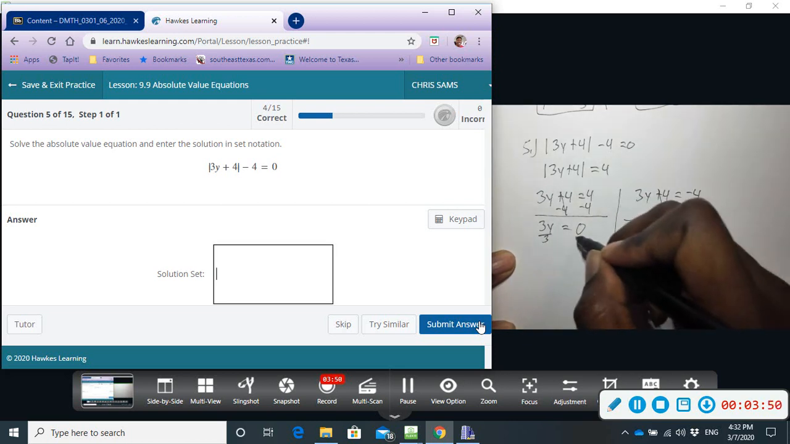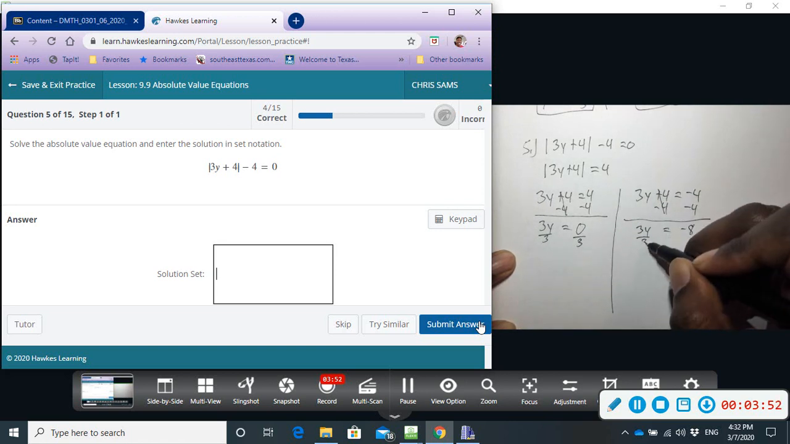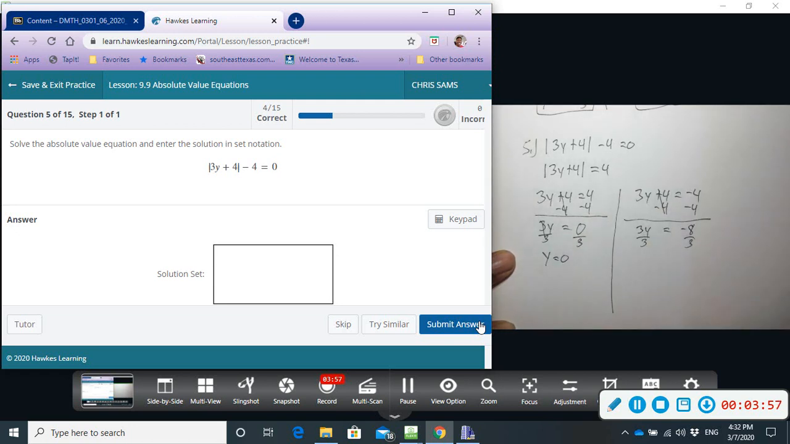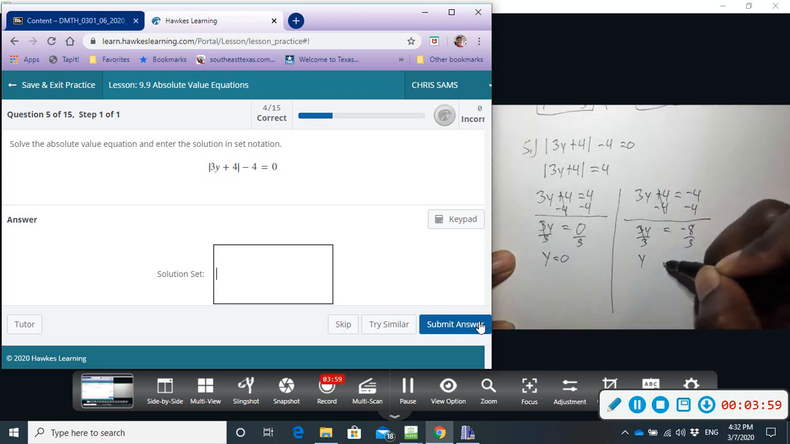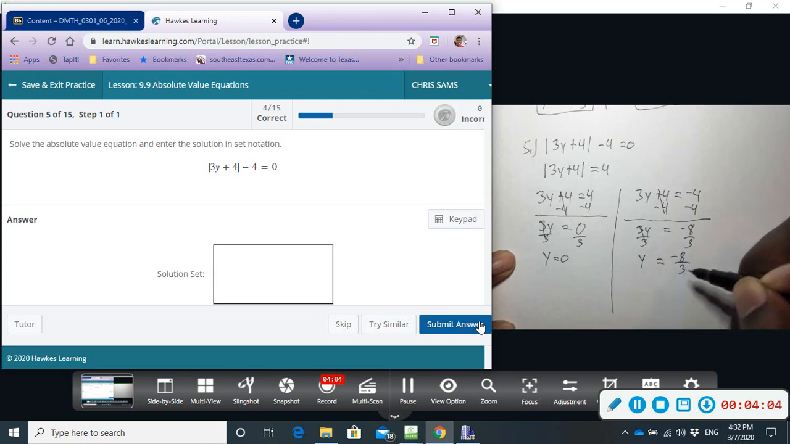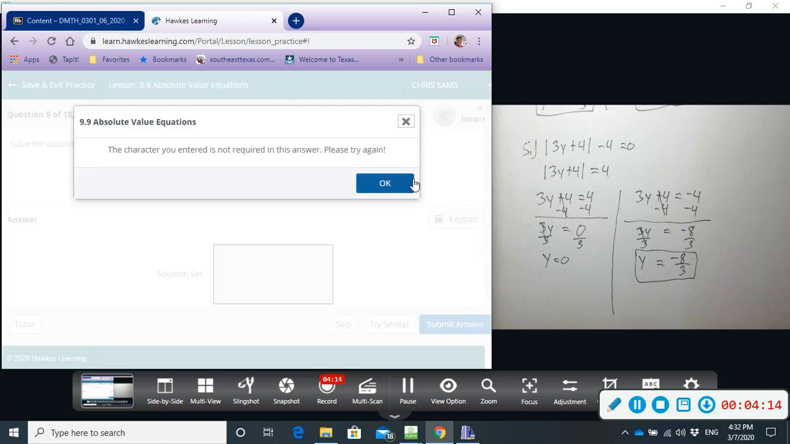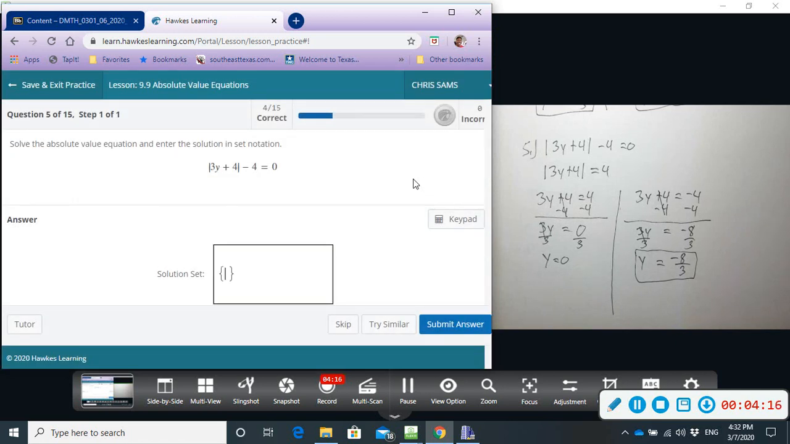Divide by 3. And we get y equals 0 here. And we get y equals, this will stay a fraction, negative 8 divided by 3. So we get 0 and negative 8 thirds. Again, in interval notation, you can do shift and the square bracket button, and it gives you the interval. And then we get 0, comma, and then we have negative 8 over.